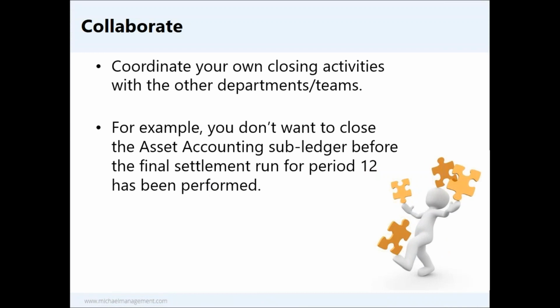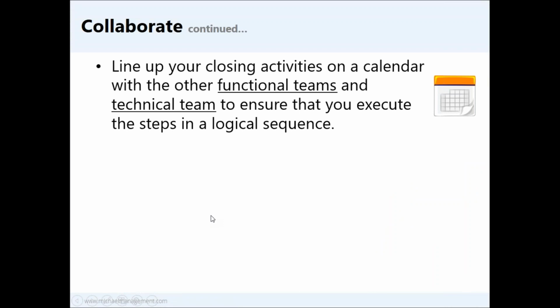So for example, I mentioned this issue where you can't close the asset accounting subledger unless the final settlement run for period 12 has been performed, and not just performed, but performed successfully, and it is in fact the final run. All right. So you're dependent on the activities that happen in other teams. What you want to do is line up all of your closing activities, right? Write them all out. And again, it'll be a dozen, if not more, steps. Line them up in a calendar and really define what step needs to happen on what day.